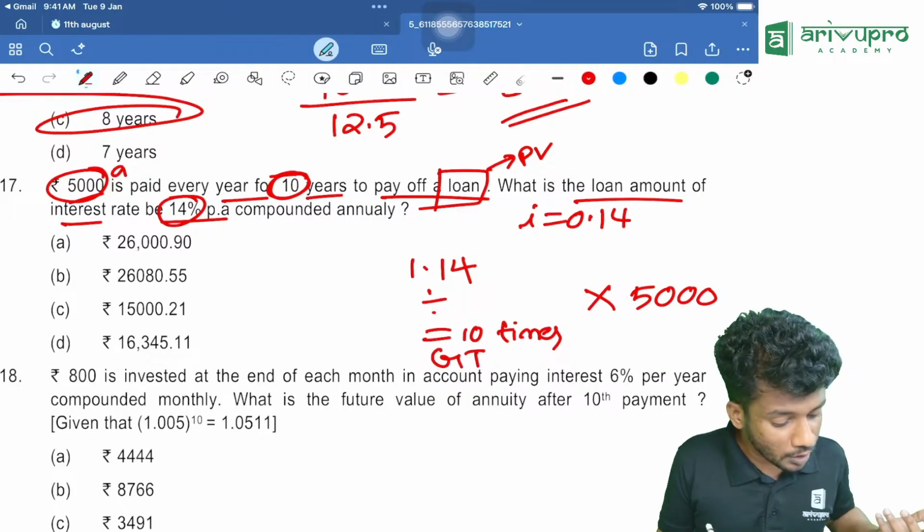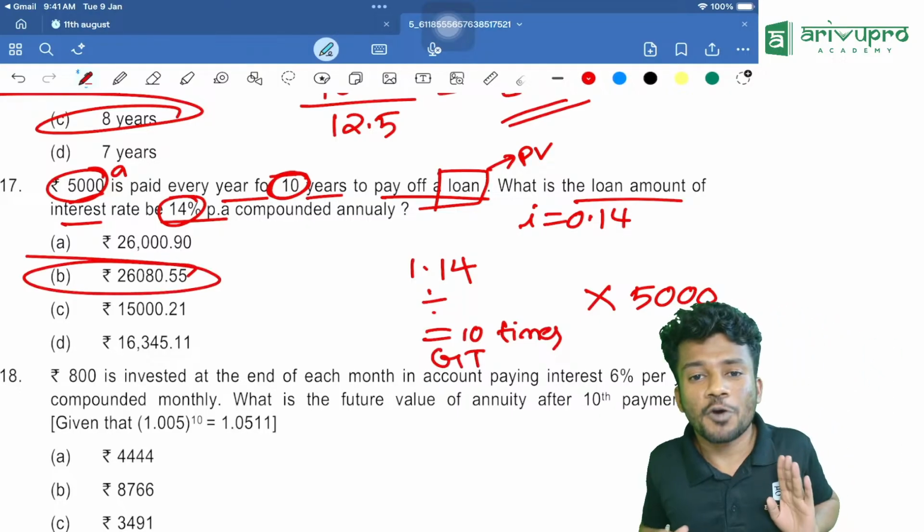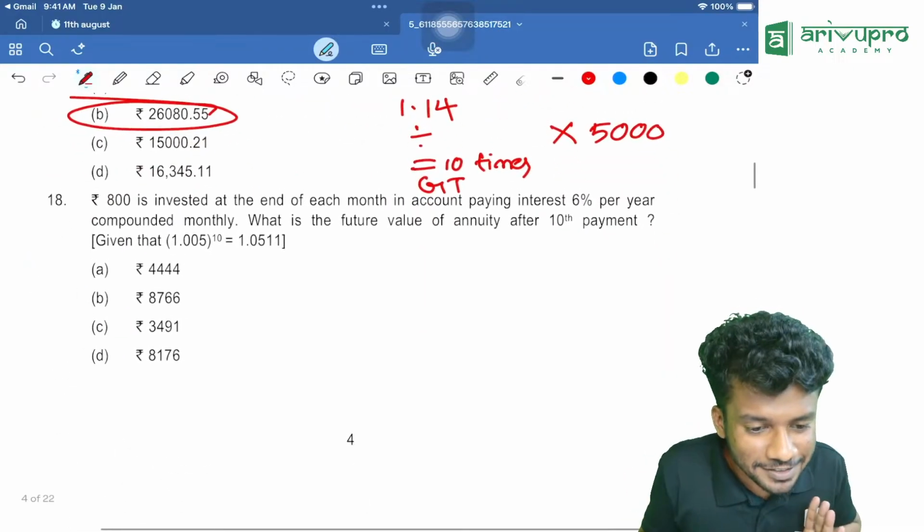How much? 2080.55. Option B is your answer. Right answer, Aman. Yes, very good.